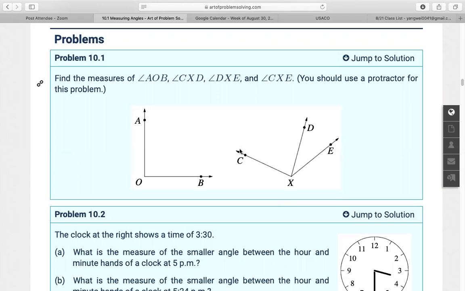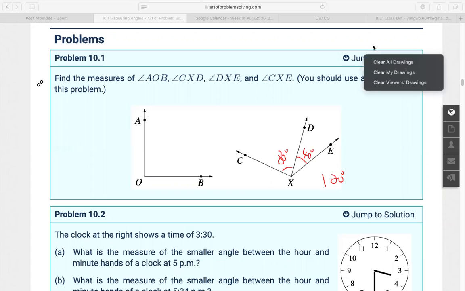CXE, if you estimate CXD, now let's say if you estimate CXD, it's 80 degrees. This one, suppose, equals 40 degrees. Then you get CXE equals 120 degrees. Yeah, that's an estimate. We don't know the exact value yet. If you want to know, you need to use a protractor to measure it.